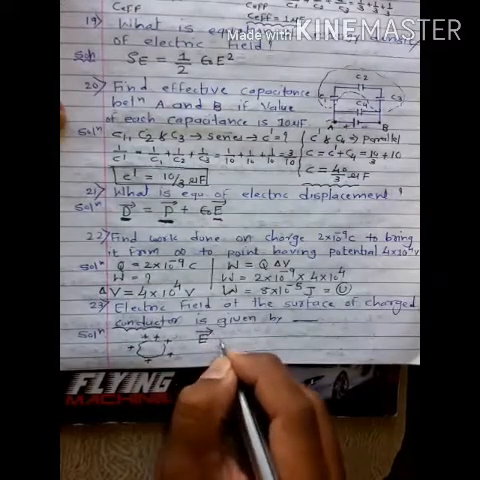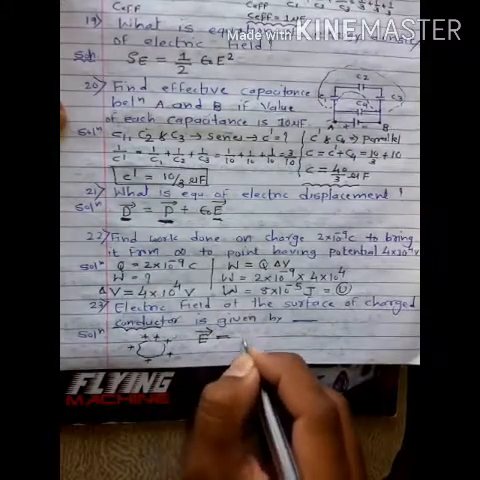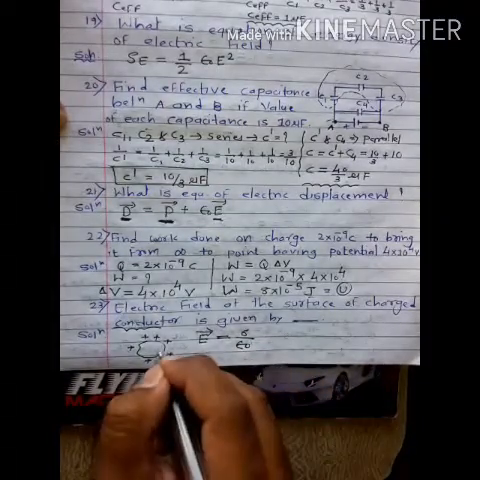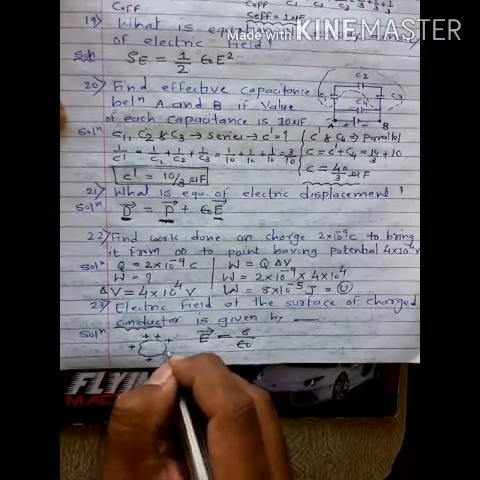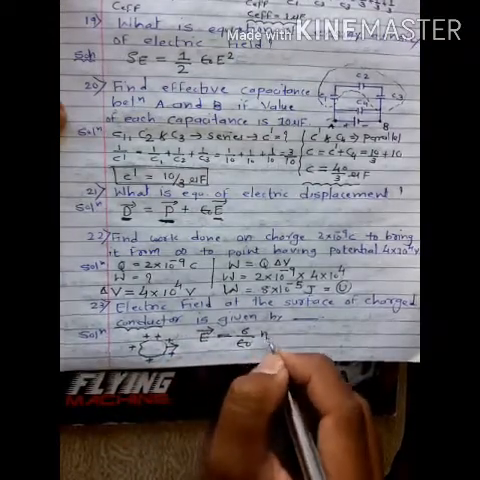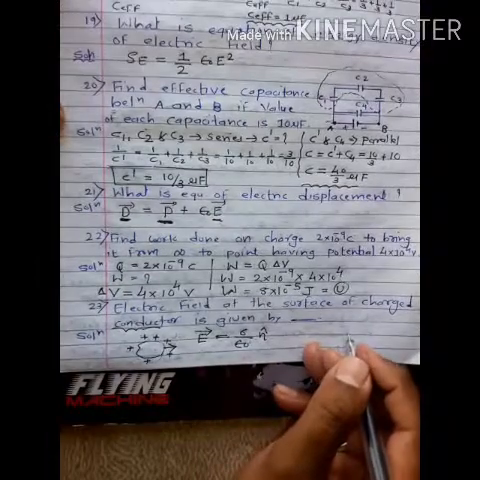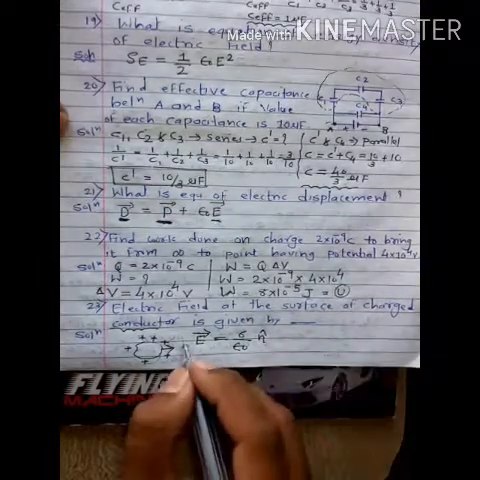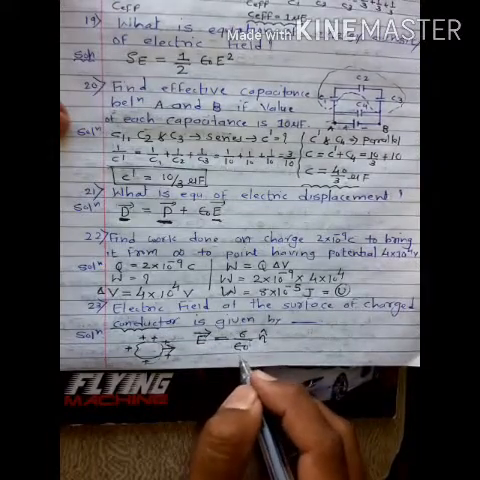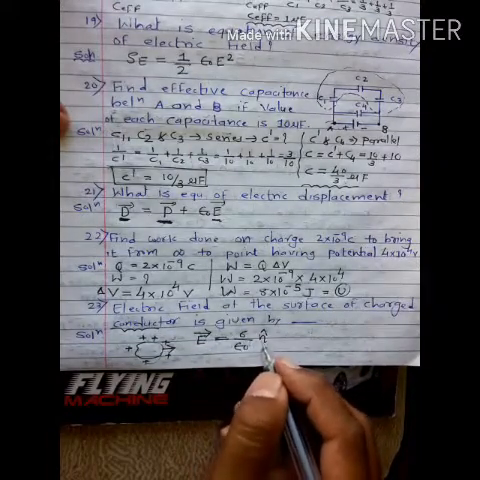So remember the equation of electric field. Electric field at the surface of a charged conductor is given by sigma upon epsilon 0. Clear? Here we have positive charge, so the field is directly away from the surface, and therefore we use its unit vector n cap. So electric field at the surface of a charged conductor is given by sigma upon epsilon 0 n cap.